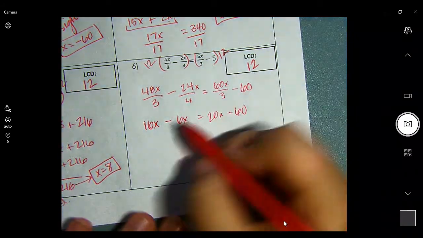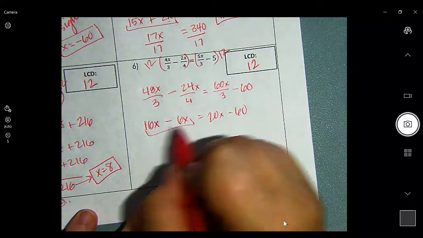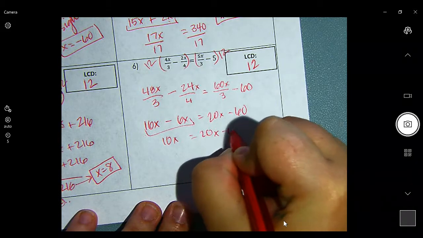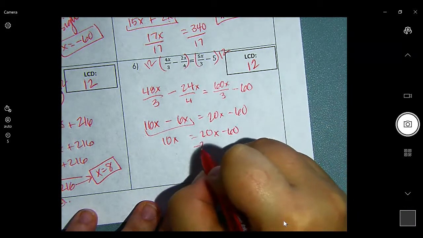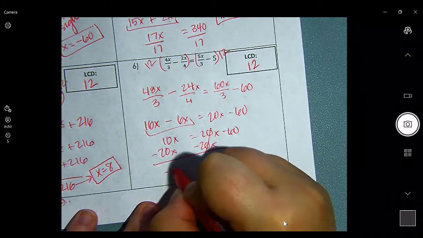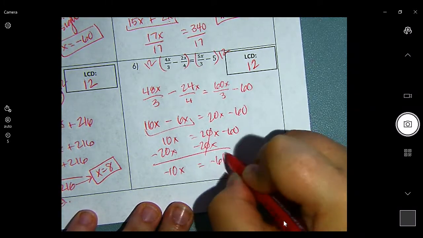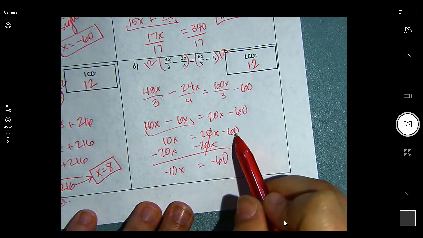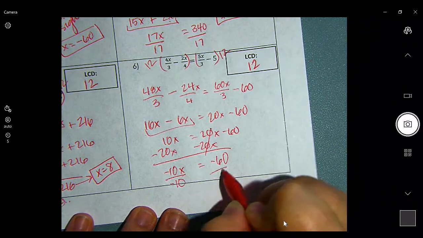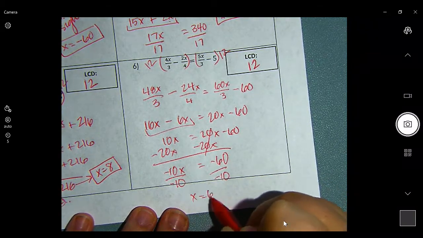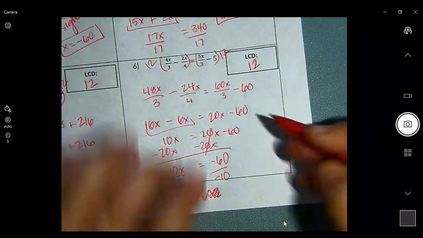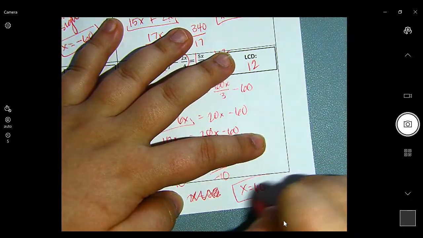All right, so let's do some combining over here. So 16 minus 6x gives me 10x equals 20x minus 60. I'll subtract 20x from both sides, which will make me negative over here, but that's okay. So I have negative 10x equals negative 60. Now my last step, I've got to divide both sides by negative 10, and I get x equals positive 6, not 60.